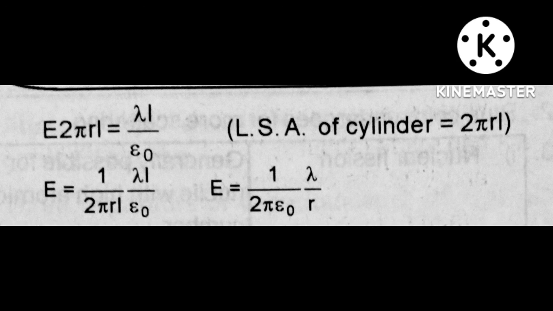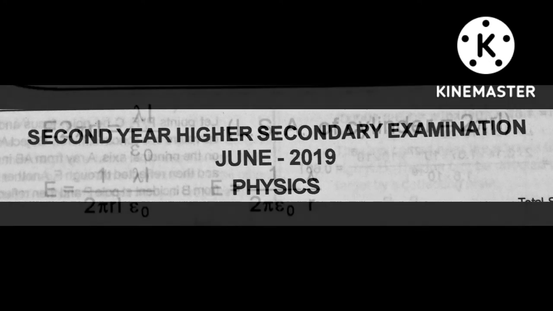Here we have E into integral ds is equal to lambda L by epsilon 0. Here integral ds is the area of the curved surface, that is equal to 2 pi RL. So we will get E into 2 pi RL is equal to lambda L by epsilon 0. When we rearrange, we will get E is equal to 1 by 2 pi RL into lambda L by epsilon 0. That can be written as 1 by 2 pi epsilon 0 into lambda divided by R. The same question we have already discussed in the previous question paper also.